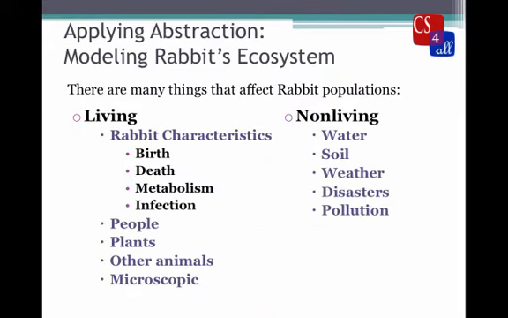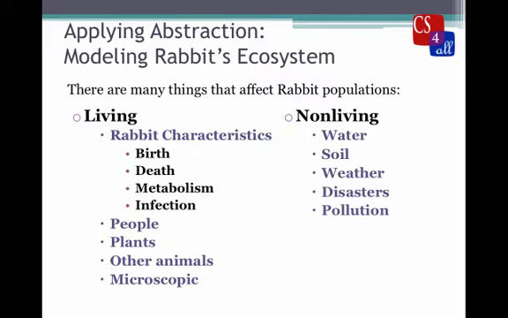Let's say we want to apply abstraction to modeling a rabbit's ecosystem, but we're mostly interested in the population of rabbits. Like with a pond, there are many things that affect rabbits and rabbit populations. So living things affect the rabbit population, and non-living things affect rabbit populations. The living things that could affect a rabbit population include the rabbit characteristics itself, for instance, the birth rate, the death rate, metabolism, how fast they digest their food and how much energy they use, and infection.